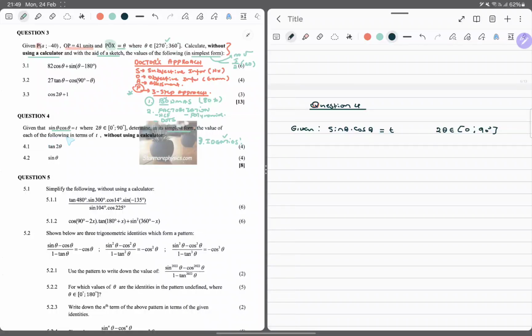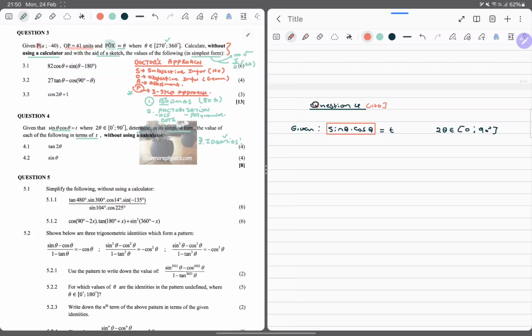Determine the value of each of the following in terms of t. Can you see? Now we need to not solve for t, but everything must be in terms of t without using a calculator as well. So again, what do we do, guys? First of all, what is this? Now, a student who's not suspecting is going to be killed because this is a higher grade question. It's not a standard grade question because now this is something that demands more from you.